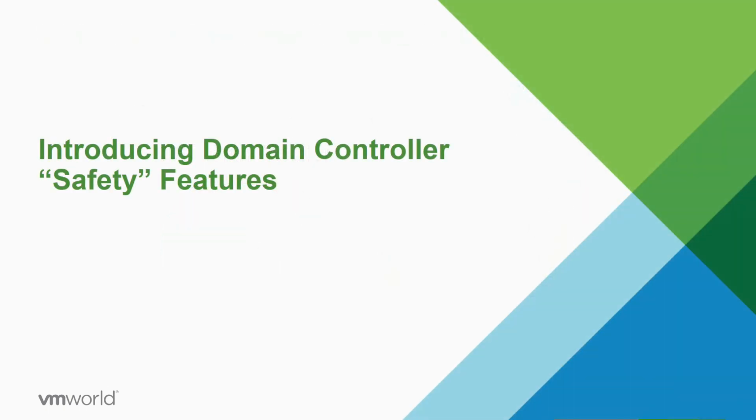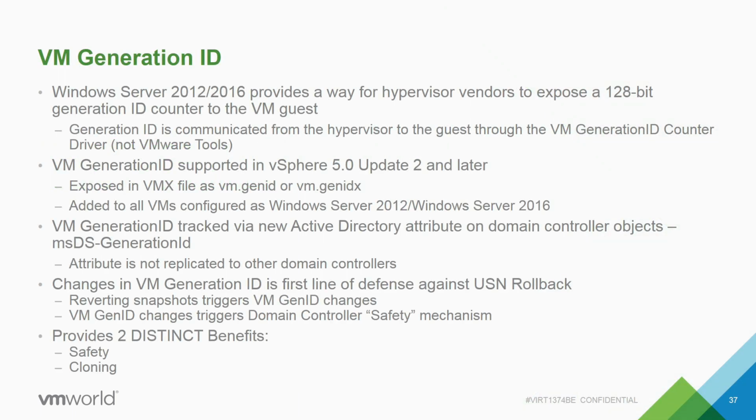So what Microsoft has done is introduce some new safety features, which we're going to try to demonstrate for you here. And what it's called is the generation ID, and it's a special attribute that's generated from a driver inside Windows 2012 or 2016 to communicate between the hypervisor and the guest. So VMware Tools is not required as part of this conversation. It needs to be vSphere 5 update 2 or later. I realize most of you are probably there, but just in case, it needs to be vSphere 5 update 2 or later. The guest OS needs to be set to Windows Server 2012 or 2016 or it won't work. Even if you have that OS installed, it's still not going to work unless it's configured. And then you can look at the VMX file and actually see the data there. So you're going to see why this is important.